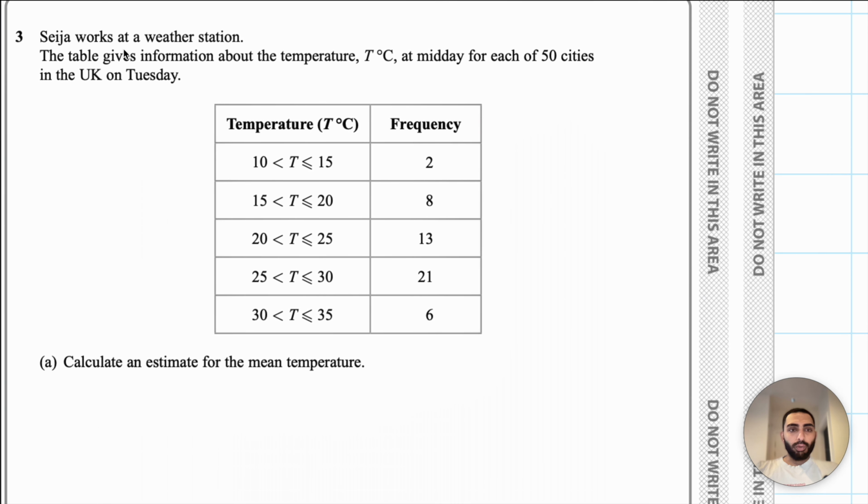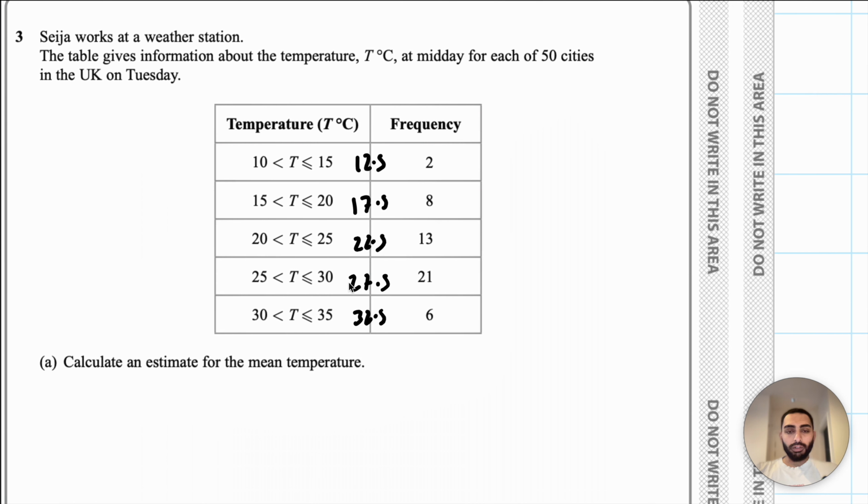Question 3. Sager works at a weather station. The table gives information about the temperature at midday for each of 50 cities in the UK on Tuesday. Calculate an estimate for the mean temperature. So we have the grouped frequency table here, so we need to find the midpoints of these two numbers first. The midpoint of 10 and 15 is 12.5. If you're not sure, you can do 10 add 15, which is 25, and you divide it by 2. So you're just finding the mean of those two numbers. For that one, it would be 17.5, that'd be 22.5, that'd be 27.5, that'd be 32.5.